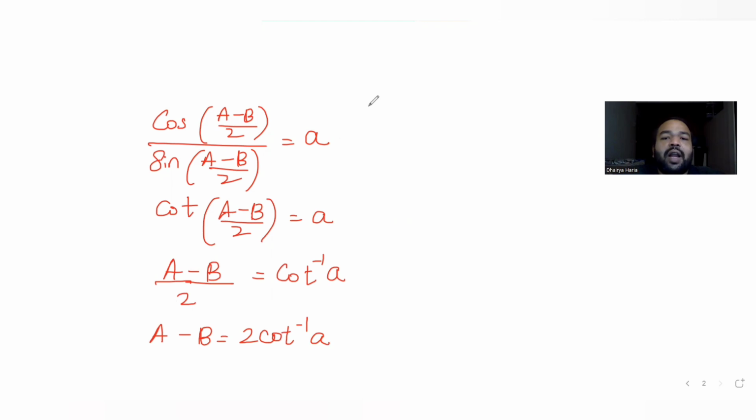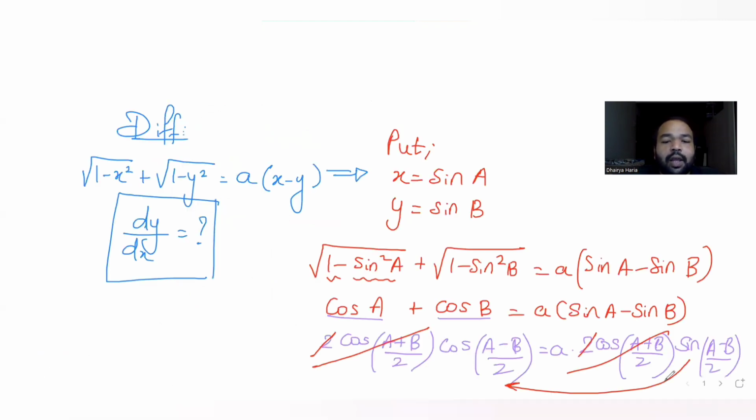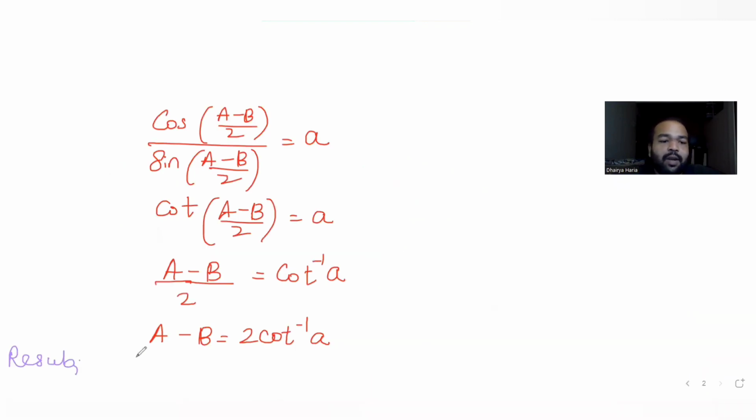Now, if I resubstitute A and B in terms of x and y, sine inverse x becomes A and sine inverse y becomes B. So if I write this, A becomes sine inverse x and B becomes sine inverse y, so sine inverse x minus sine inverse y is 2 times cot inverse a.